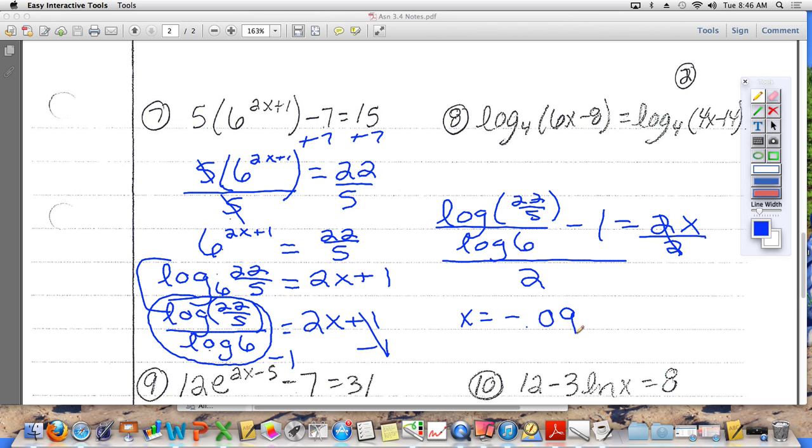It's negative 0.09? Negative 0.09. That's what I did when I did it in my head. Okay. I think it is. Yeah, when I did it in my head, I think that's what I got. She's not sure. Could be. Do you guys agree with my answer? Probably.